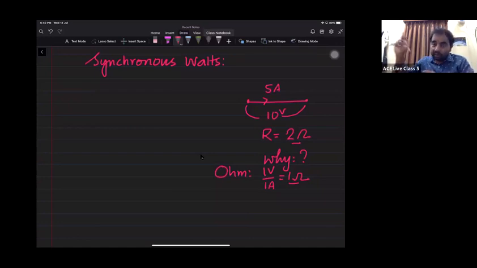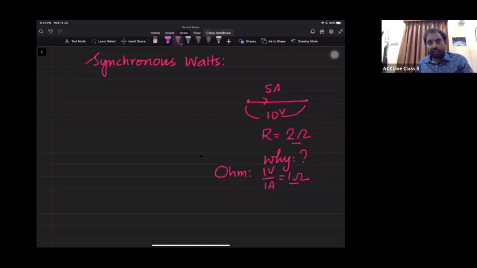Since that definition is correct and was already proved by Simon Ohm, this is also correct. So with respect to the definition of ohm, if 1 volt results in 1 ampere of current, then that conductor has 1 ohm resistance. With respect to that definition, the answer of 2 ohms is correct. Is it clear? Confirm me, all of you.